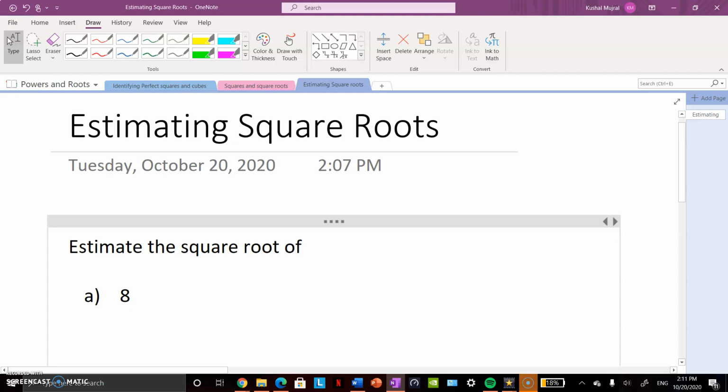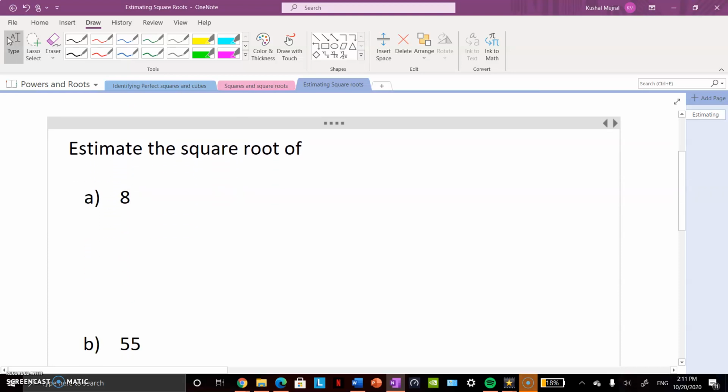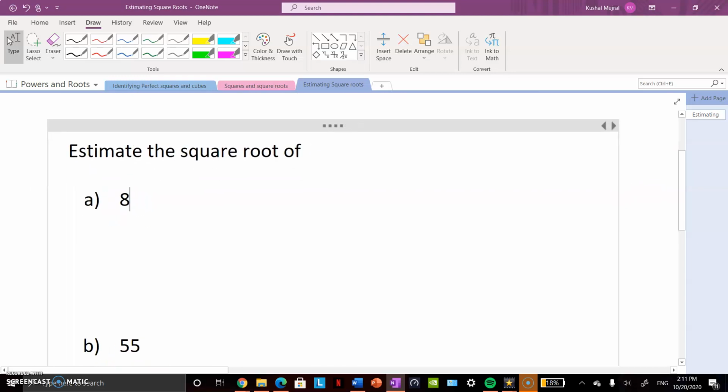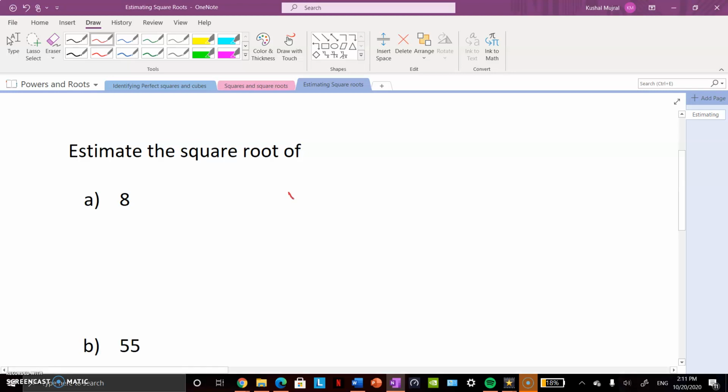Welcome to Estimating Square Roots. So take a look at this question. Estimate the square root of 8. So we know that the square root of 1 is 1, the square root of 4 is 2, the square root of 9 is 3. Okay, we want to know the square root of 8. So that comes somewhere between here.